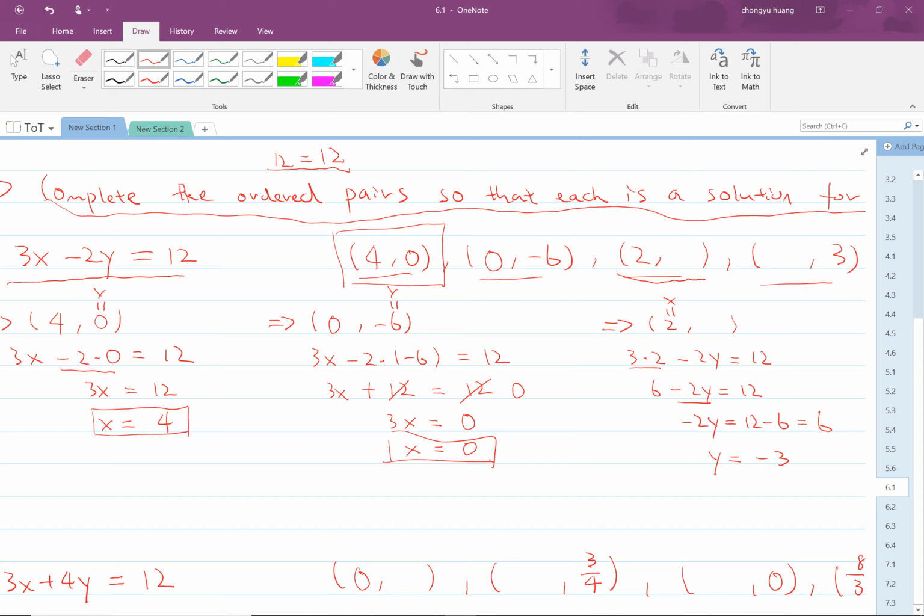Yeah, okay, so y is just equal to negative 3, so you find the y coordinate represented in the equation is negative 3. Okay, so this point (2, negative 3) will be a part of the solution for this equation.